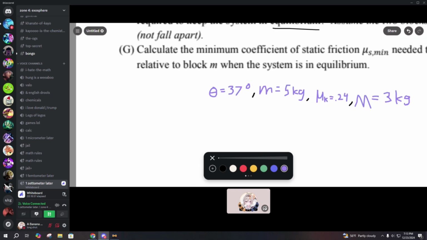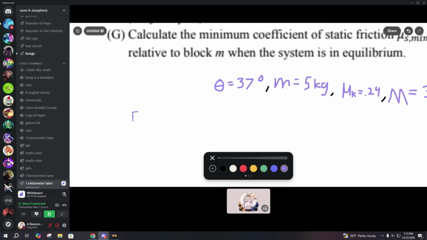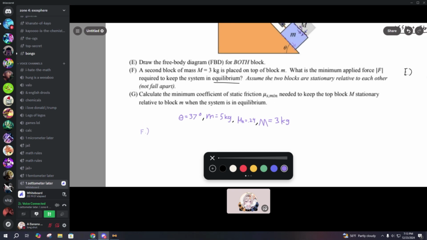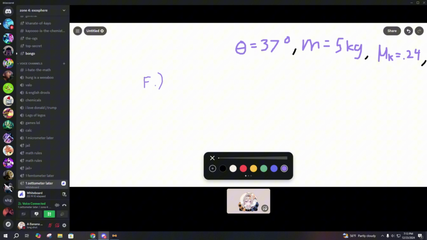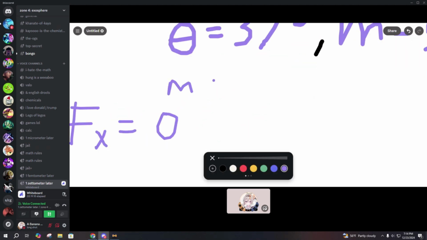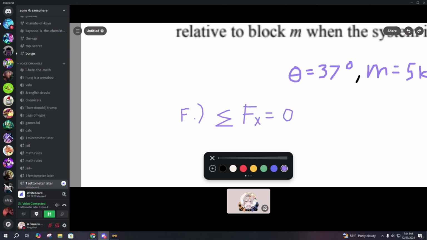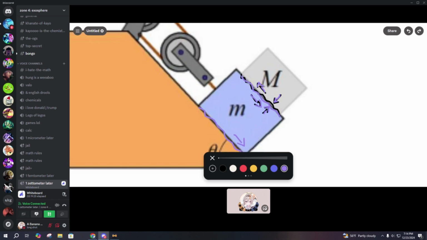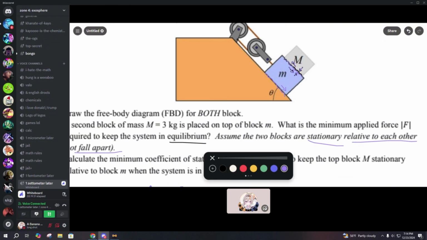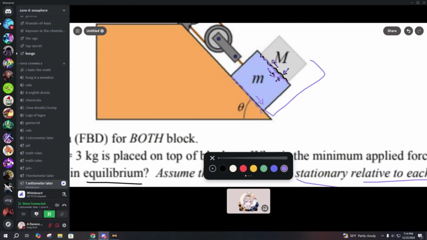Now for part F, I wrote the values out ahead of time, so it's easier to reference. So it wants the minimum applied force when they're in equilibrium, okay? So that means I know that sigma Fx is going to equal 0, because m times a, right? But if it's in equilibrium, a is 0, so m times a is 0. Okay? I can treat this, since I know that these blocks are stationary relative to each other, as one system, because they don't fall apart, right? So I'll treat this as one whole system.